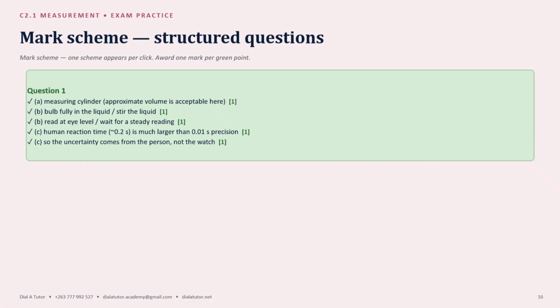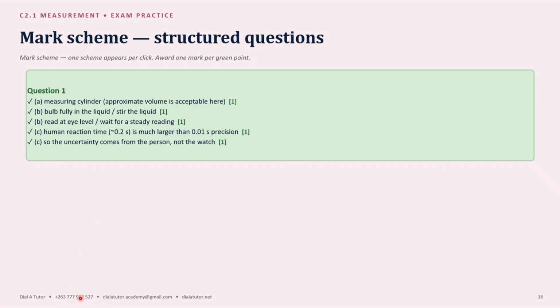C. Human reaction time is 0.2 seconds, or 1/20th of a second, which is much larger than the 0.01 second precision. So the uncertainty comes from the person, not the watch. The person's reaction time may limit accuracy.